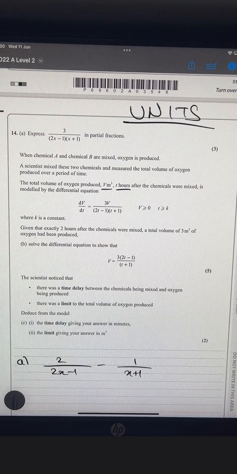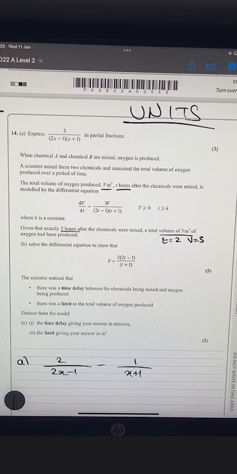This is modeled by the differential equation, where k is a constant. Given that exactly 2 hours after the chemicals were mixed, a total volume of 3 meters cubed of oxygen had been produced, that's what I would write if I was sitting this question: at t equals 2, V equals 3, all right? Solve the differential equation to show that V is equal to this. It's given me the answer for 5 marks, I just need to show it, all right?